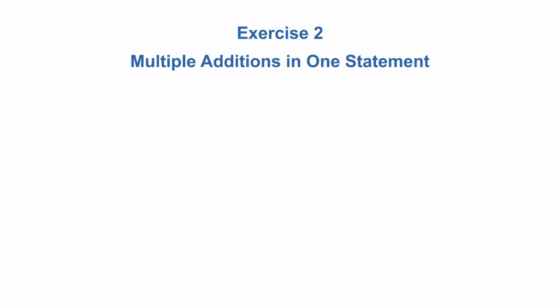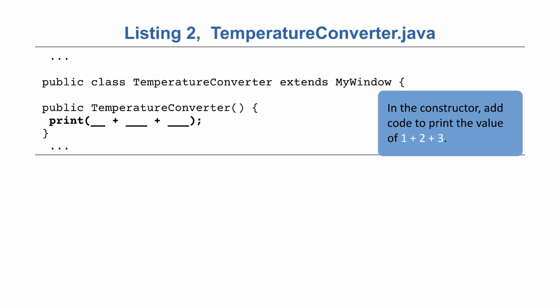Let's experiment with performing multiple calculations in one statement. Exercise 2. Multiple additions in one statement. In the constructor, add code to print the value of 1 plus 2 plus 3. Run it. What happened? What did the program print? If you expected 6, you would have been right.